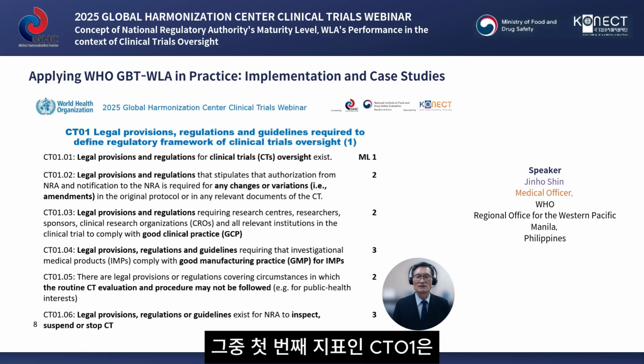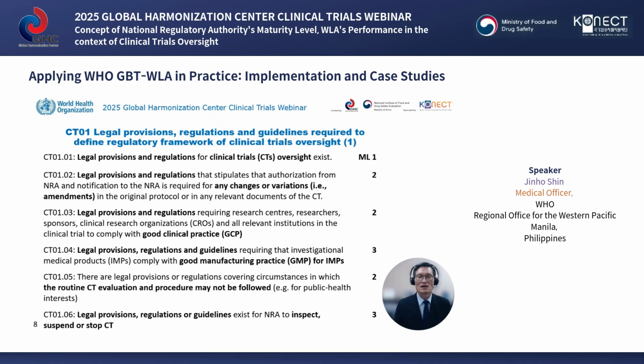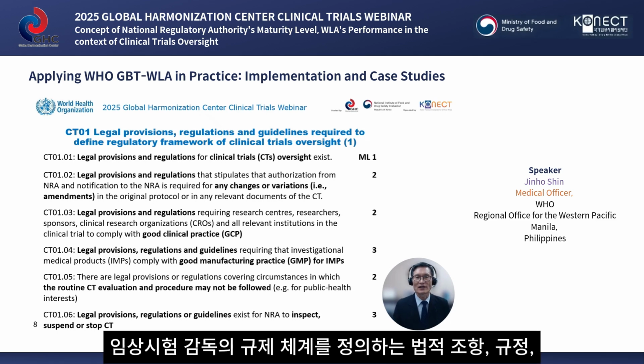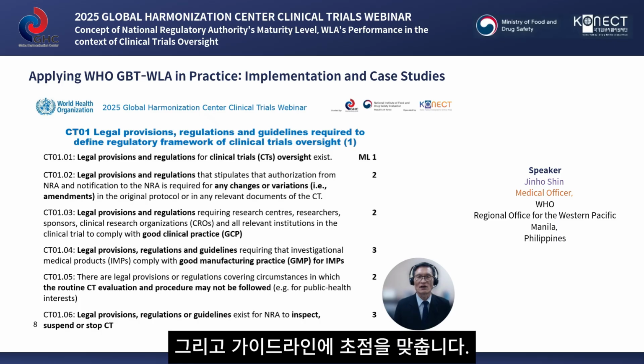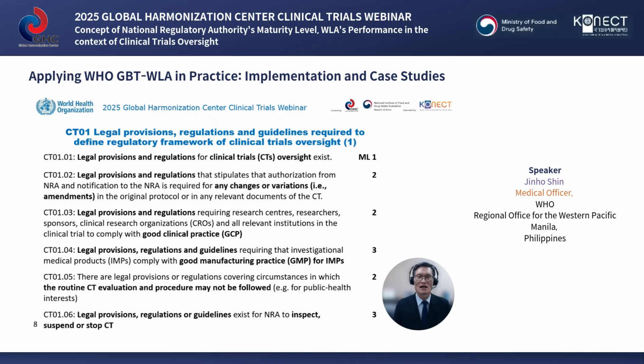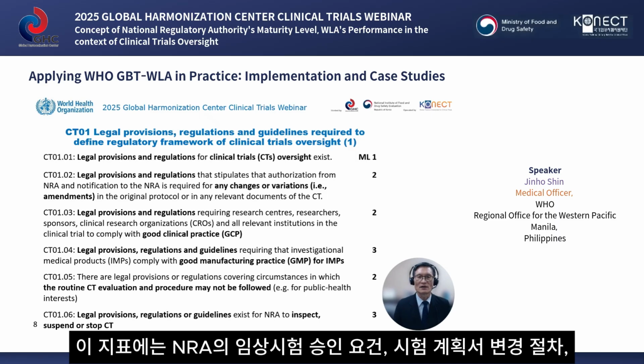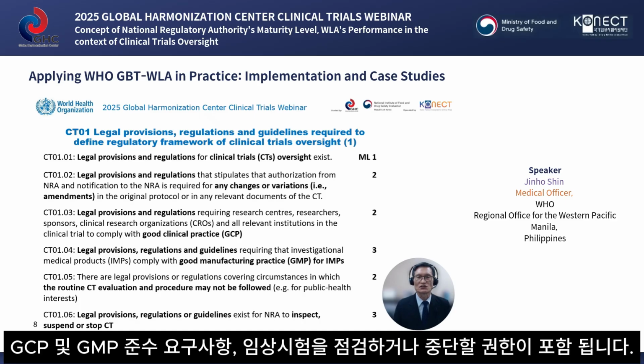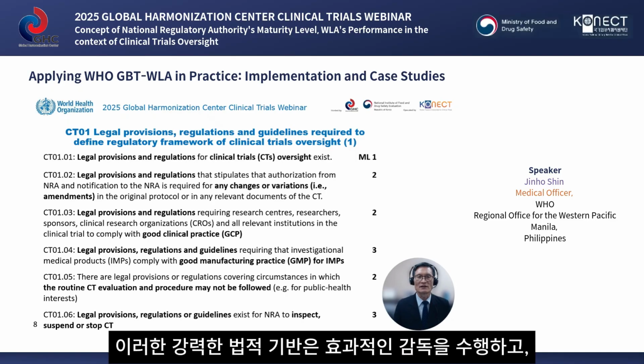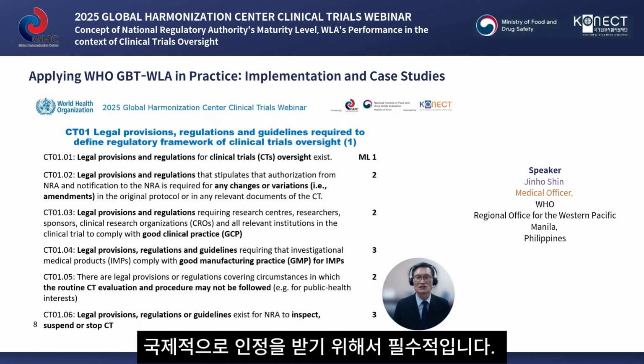The first indicator, CTO1, focuses on legal provisions, regulations, and guidelines that define the regulatory framework for clinical trials oversight. This includes requirements for NRA authorization, protocol amendments, GCP and GMP compliance, and the authority to inspect or stop trials. Having a strong legal foundation is essential for effective oversight and international recognition.